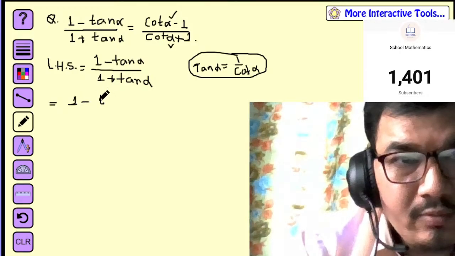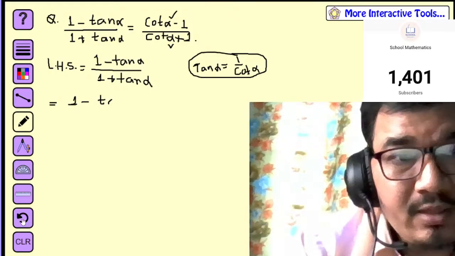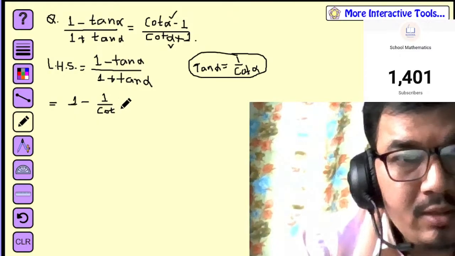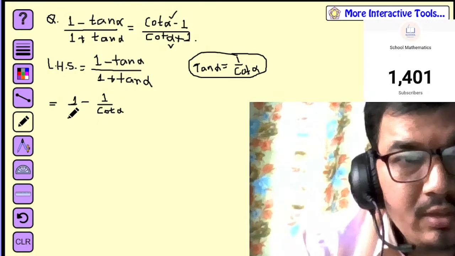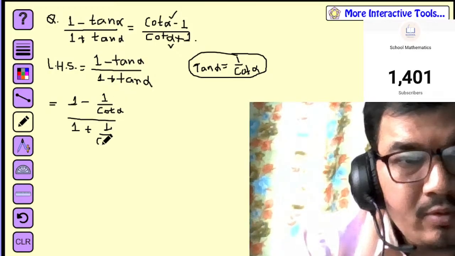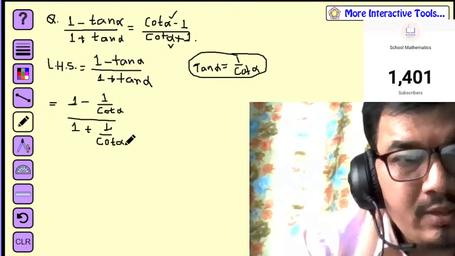Right here 1 minus, in place of tan alpha we have to write 1 by cot alpha, because we need to bring the cot on the right side. Look here, that's why tan converts into cot, and its whole upon 1 plus, here also we can open this tan alpha means 1 by cot alpha, open like this.